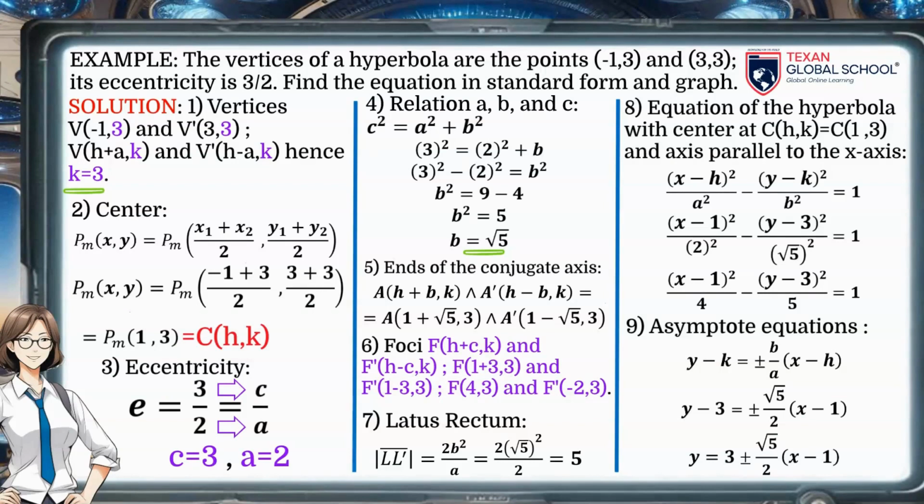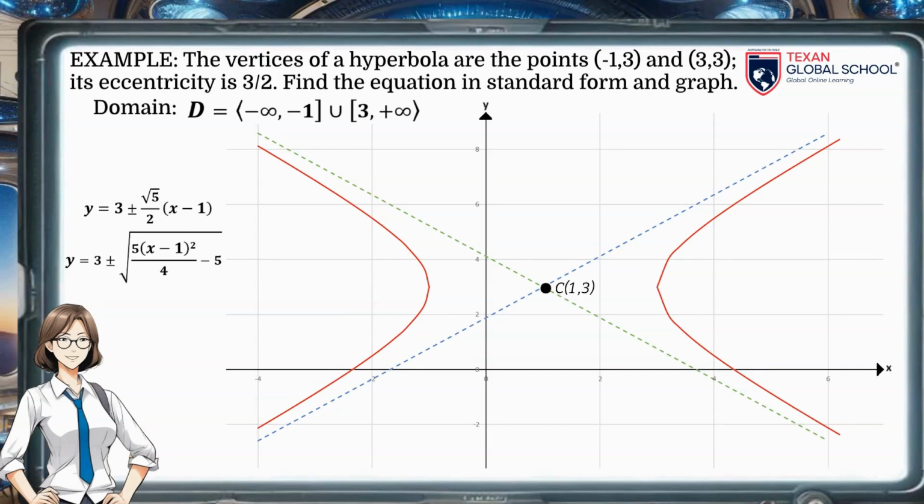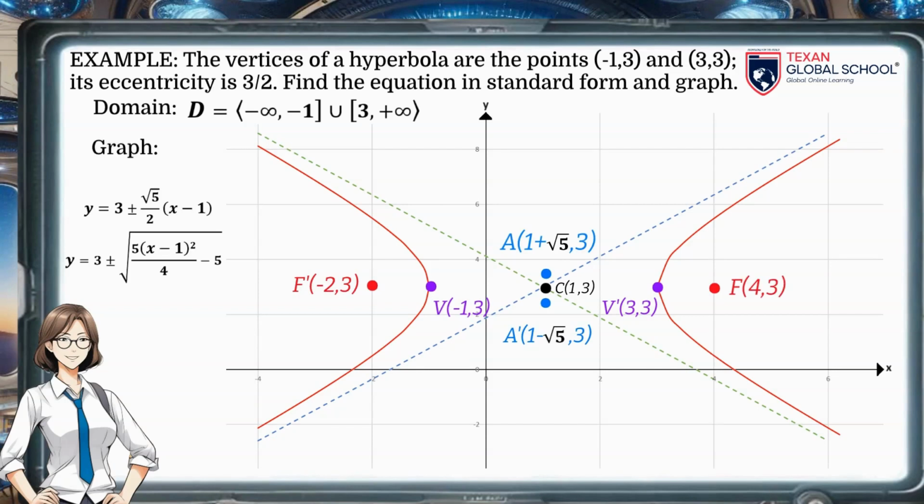To graph, solve for y in the standard form and propose values to tabulate. The domain includes all real numbers less than -1 and greater than 3. We can see the behavior of the hyperbola with center at 3, 5, as well as all its calculated elements.